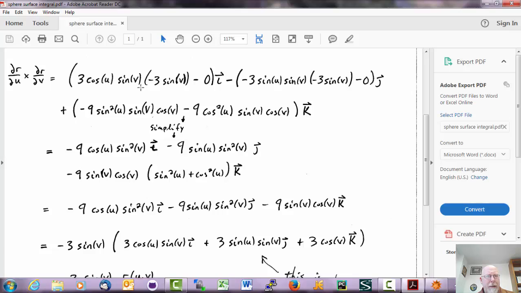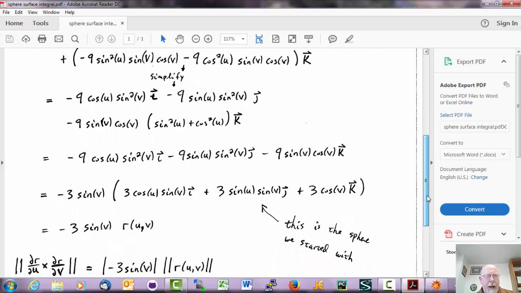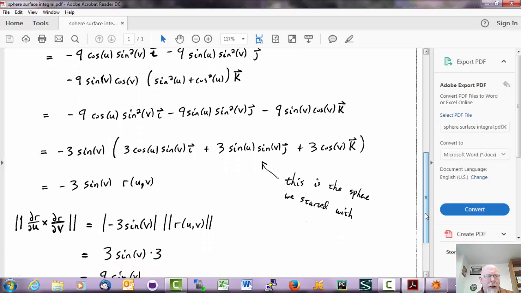We can simplify this a bit. Multiplying this out, we get this. Multiplying this out, we get that. And here, there's a common factor of minus 9 sine v cosine v. If you factor that out, you get sine squared plus cosine squared, which is 1. So here's the final simplified version of dr du cross dr dv. When I did this, I made an observation that there was a common factor of minus 3 sine v. There's actually a minus 9 here, so you might wonder why I took the minus 3 out instead of a minus 9. We'll see that pretty soon.